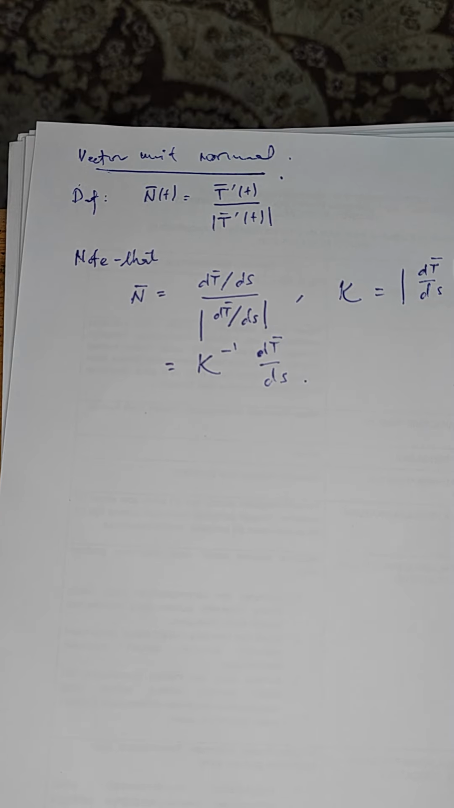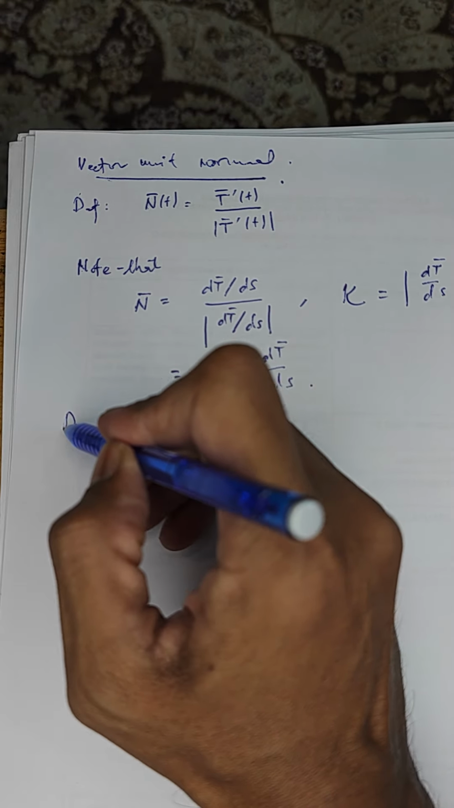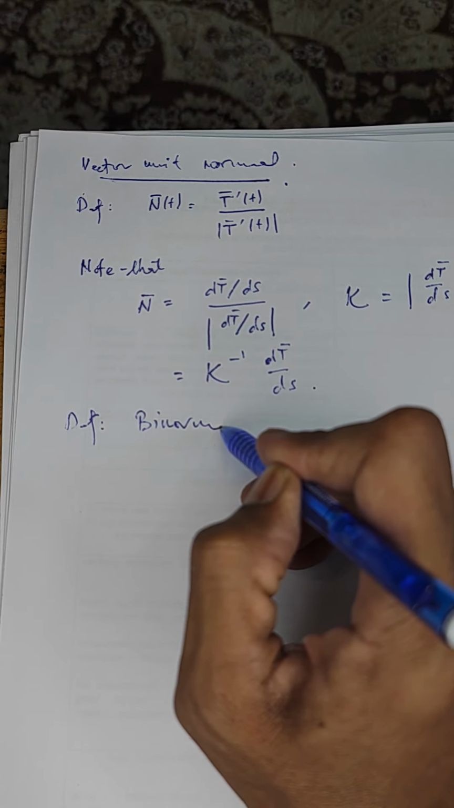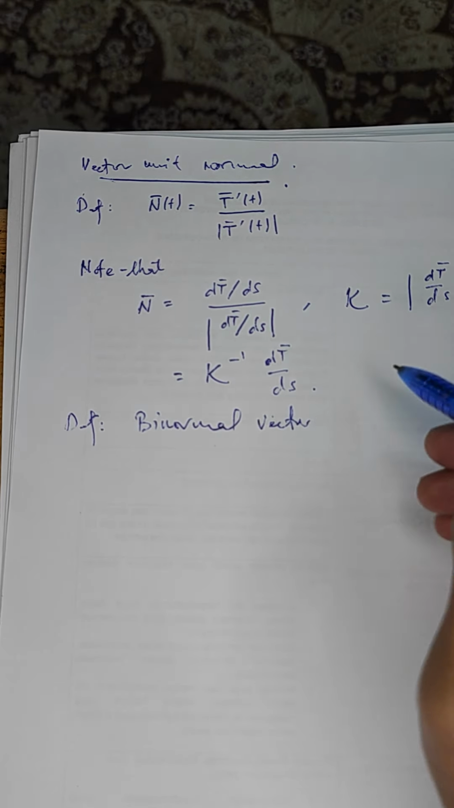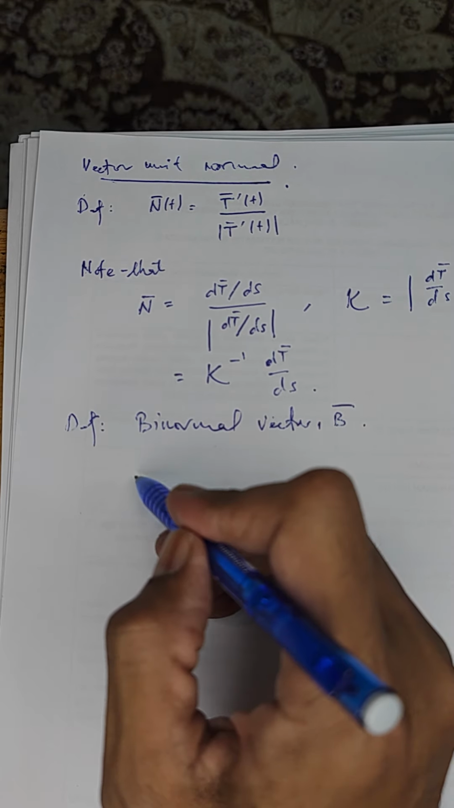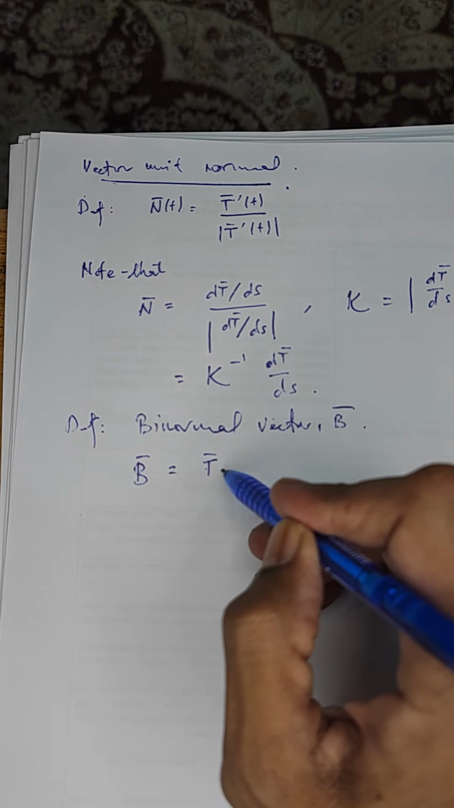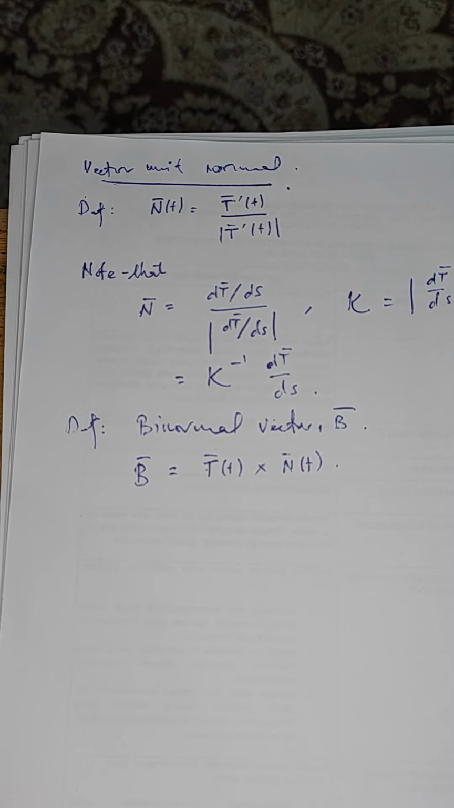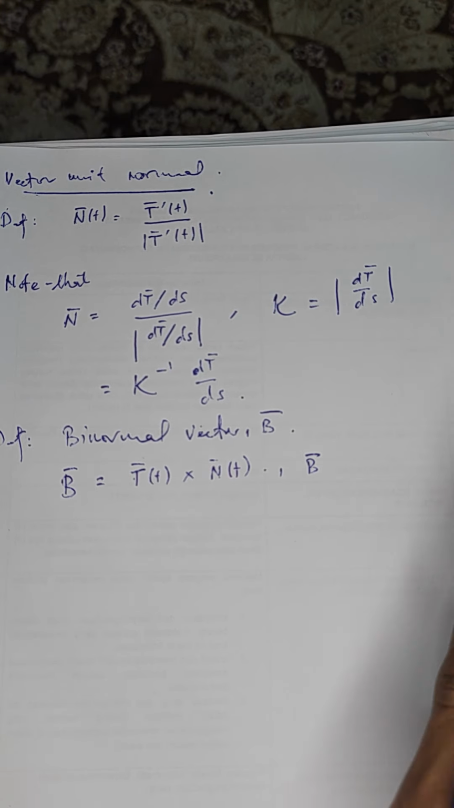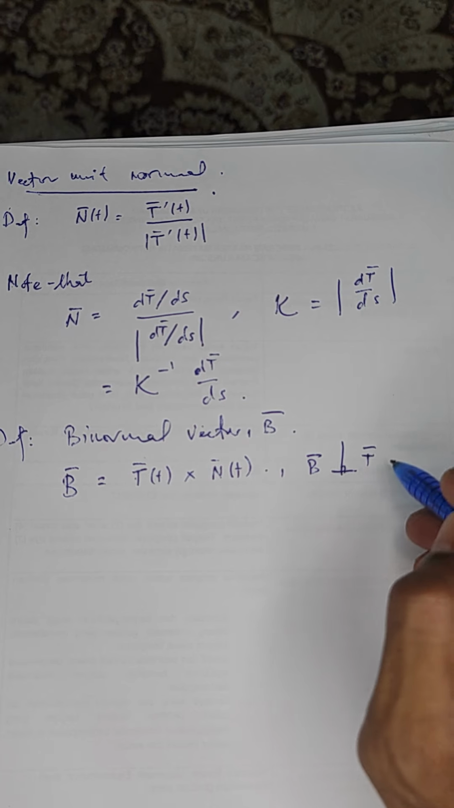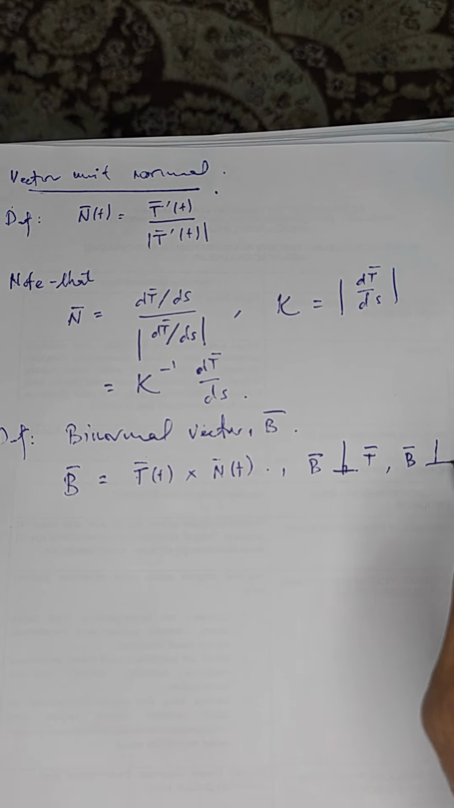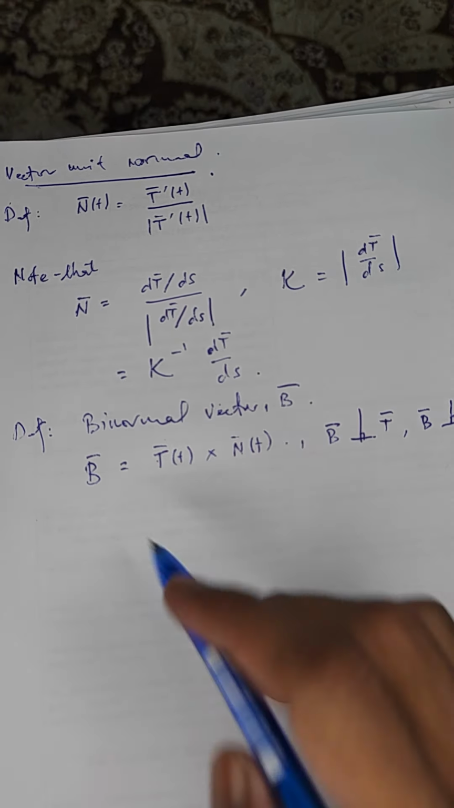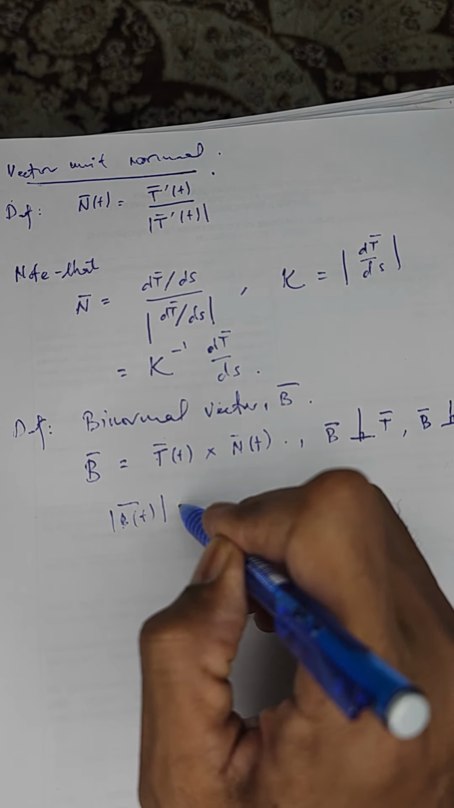And another definition, we have a binormal vector. Another definition, the binormal vector, denoted as B. We define B as T of t times N of t, and B is perpendicular to T and also perpendicular to N. Of course, T and N are perpendicular, and the magnitude of B is 1.